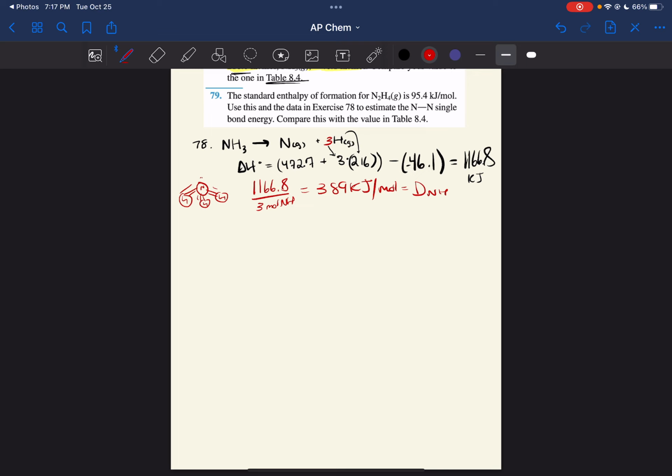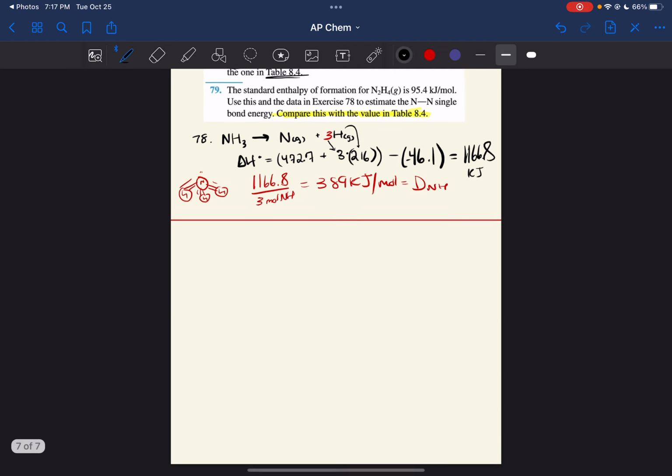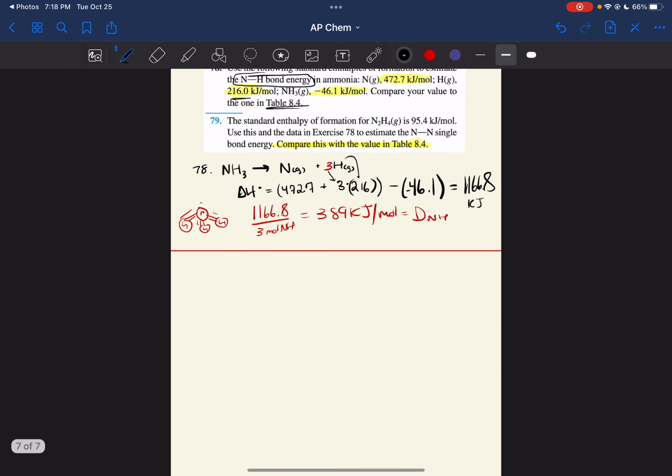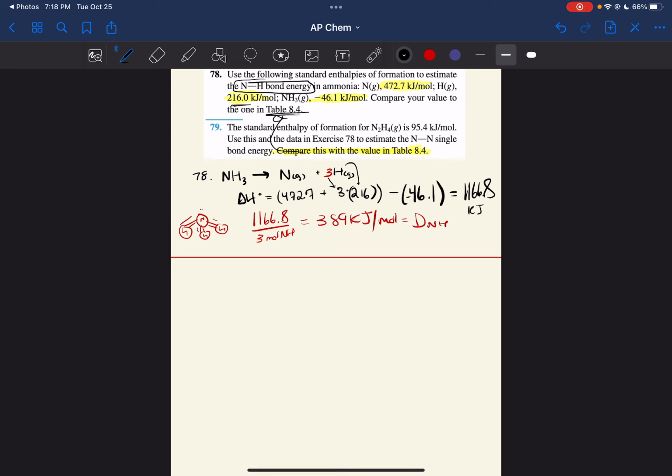So this is 78. And then the last part says to compare this value with the value in table 8.4. The value in table 8.4 is 391, and this is a very close rough estimate, so we can move on.